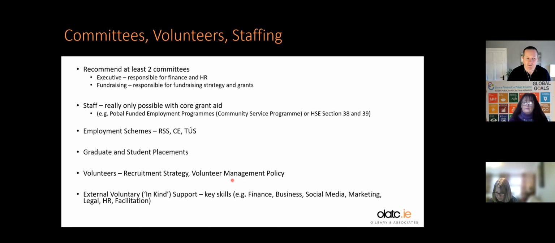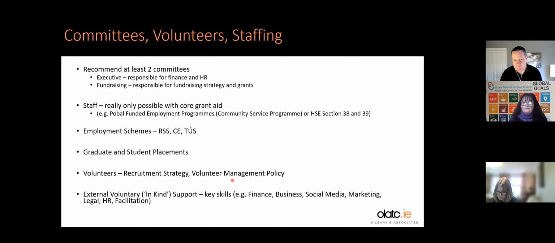So we would always encourage an induction process with your volunteers, and that they're invited to the training where it's required, the same as you invite your staff. Things like manual handling and health and safety, they need to be trained in those things as well. They're part of your structure.